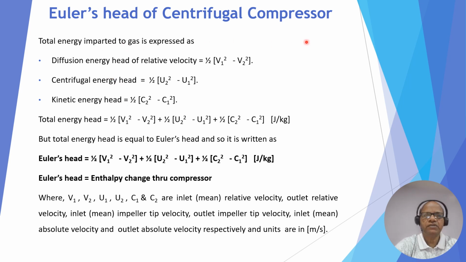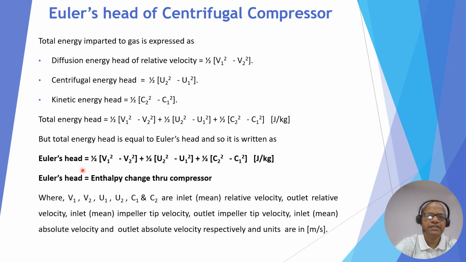And the Euler head of a centrifugal compressor. Total energy imparted to gas: due to diffusion, we can write half into V1 square minus V2 square. Centrifugal action energy imparted is half into U2 square minus U1 square, and kinetic energy head is half into C2 square minus C1 square. So total energy imparted to gas is half into V1 square minus V2 square plus half into U2 square minus U1 square plus half into C2 square minus C1 square joule per kg. So total energy imparted is the Euler head.